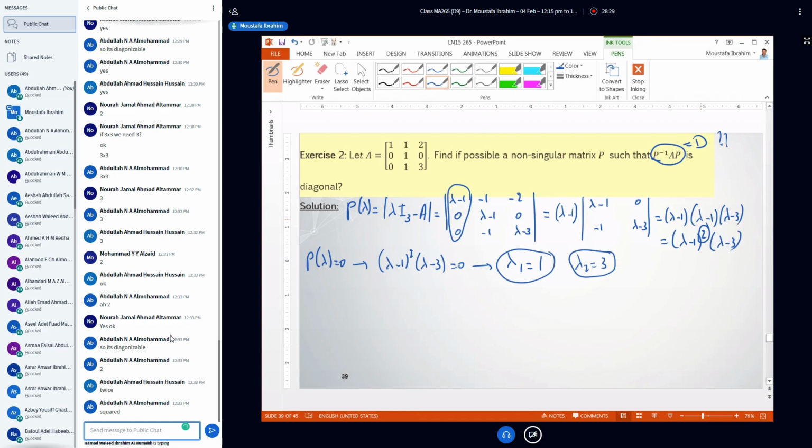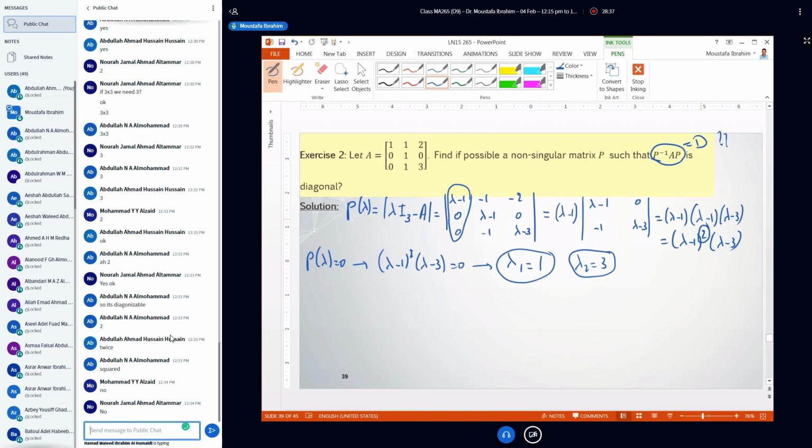So now, can we say that A is diagonalizable? Do we have 3 distinct eigenvalues? No, so we don't know. Let's check if we have 3 linearly independent eigenvectors. So for each eigenvalue, let's check the eigenvectors.